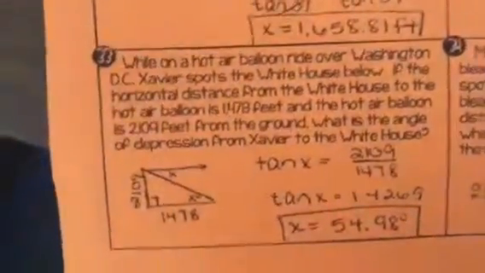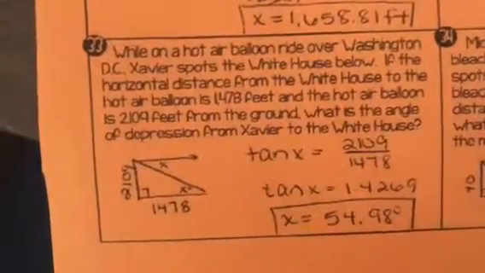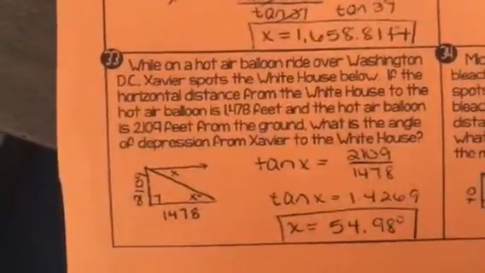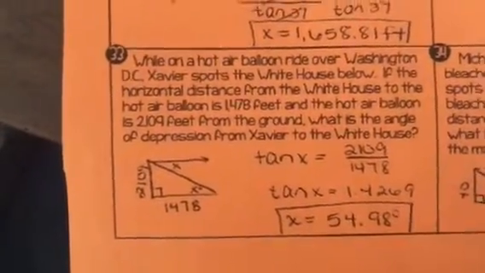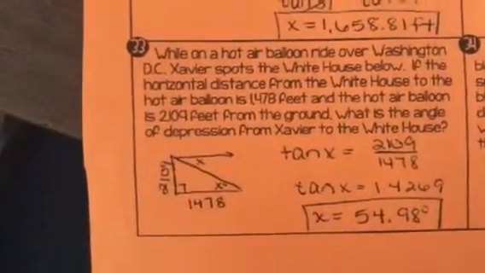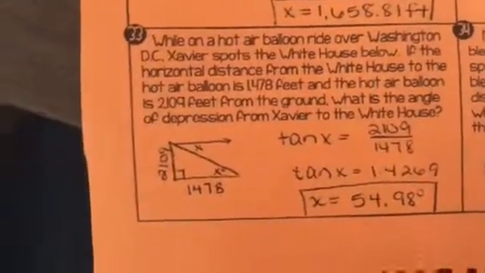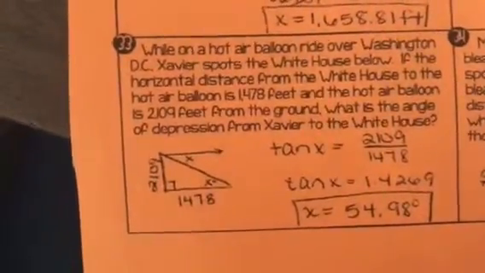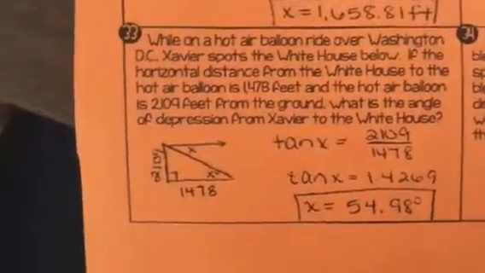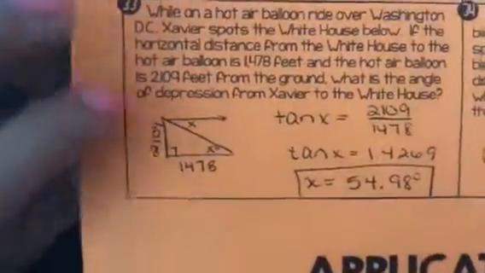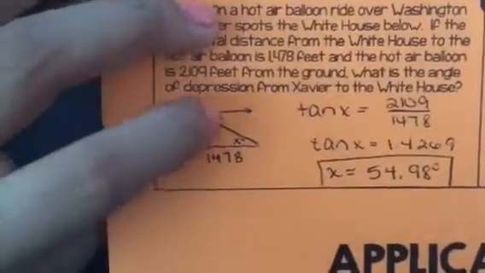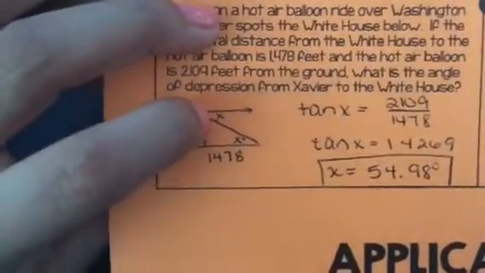The next problem, number 33. While on a hot air balloon ride over Washington, D.C., Xavier spots the White House below. If the horizontal distance from the White House to the hot air balloon is 1,478 feet, and the hot air balloon is 2,109 feet from the ground, what is the angle of depression from Xavier to the White House? This is the first example where we are given both the vertical distance and the horizontal distance, and then asked to find this angle of depression.